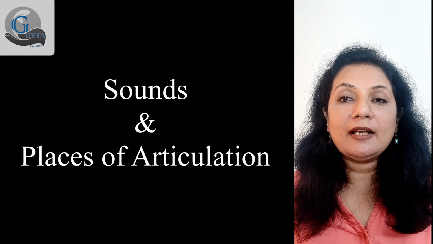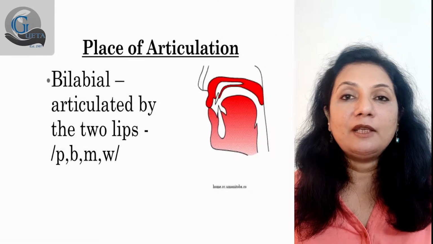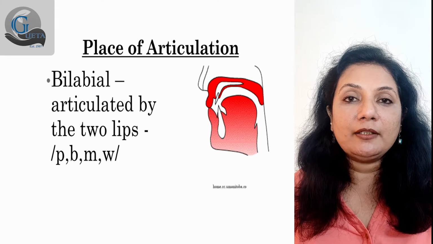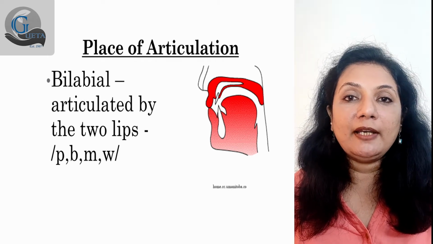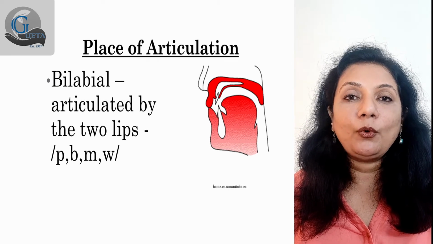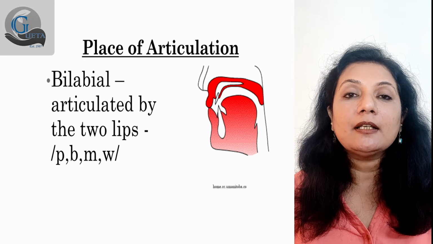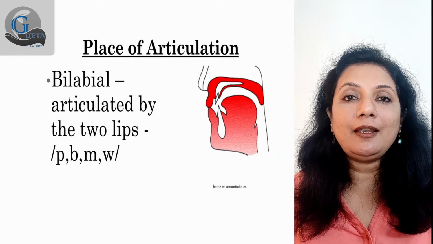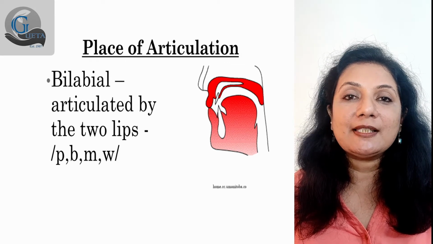Now let us look at some of the consonant sounds and the place of articulation. Let us look at the bilabial sounds. Bilabial sounds are articulated by the two lips. Bi means two and labia means lips. So where the two lips are used, that sound is known as bilabial sound. For example, pa, ba, ma, wa. Now as you can see here that two lips touch each other in the production of these sounds.